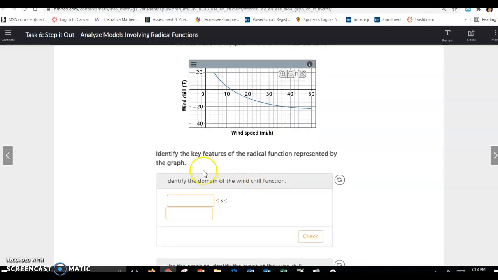All right, identify the key features of the radical function represented by the graph. Identify the domain of the wind chill function. The domain is your x's. So I can come over and say if that's 0 and 10, then this is 2, 4. It looks like 4 is the first value, and then I can see it goes all the way over to 50.